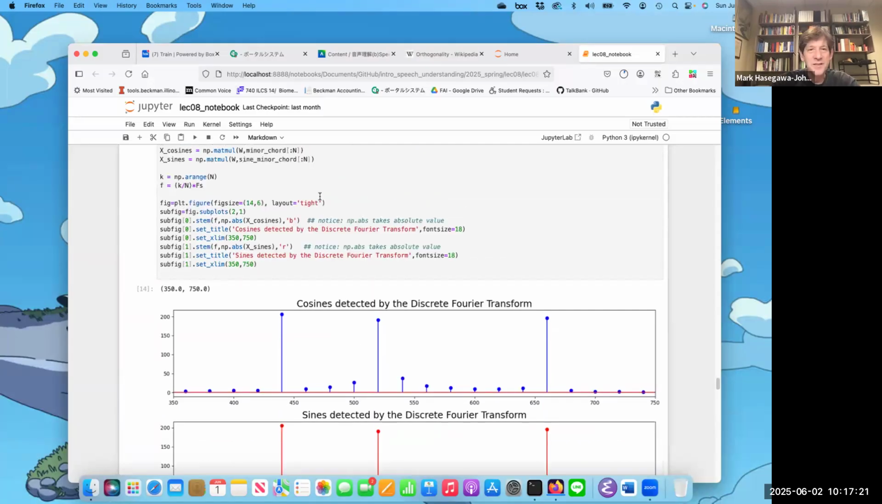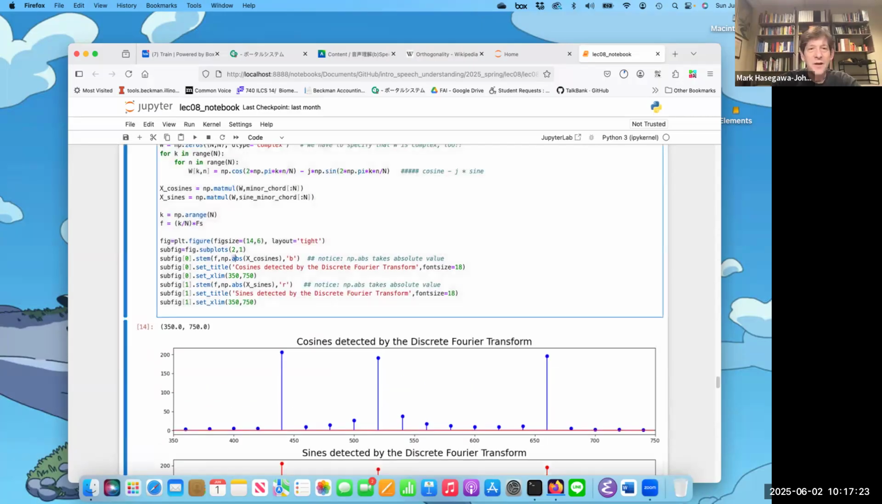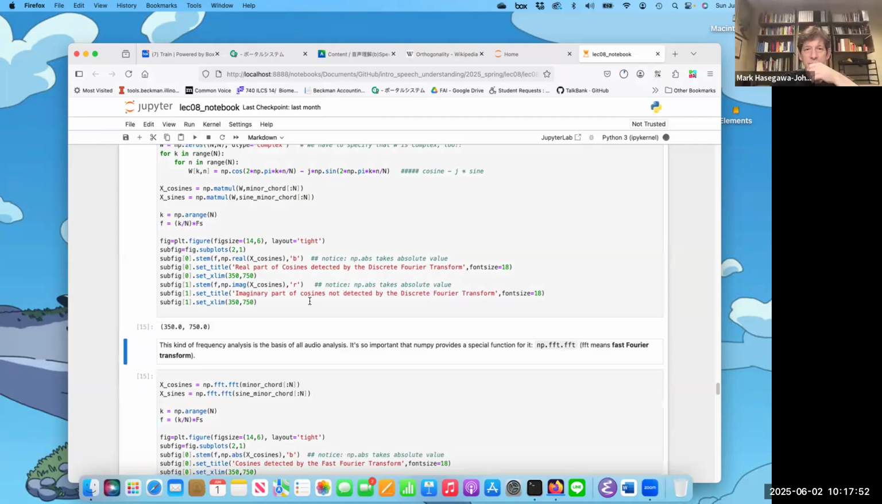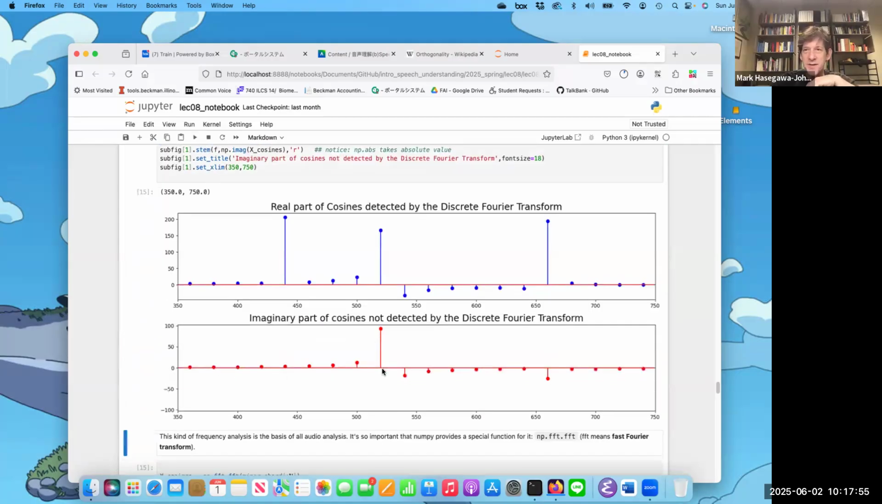Let me plot each of these separately. Let me plot the real part of the x cosines and the imaginary part of the x cosines. And let's say these are the real part of the cosines and the imaginary part of the cosines. And so you can see if the input is the cosine major chord, then it's detected in the real part and not in the imaginary part.